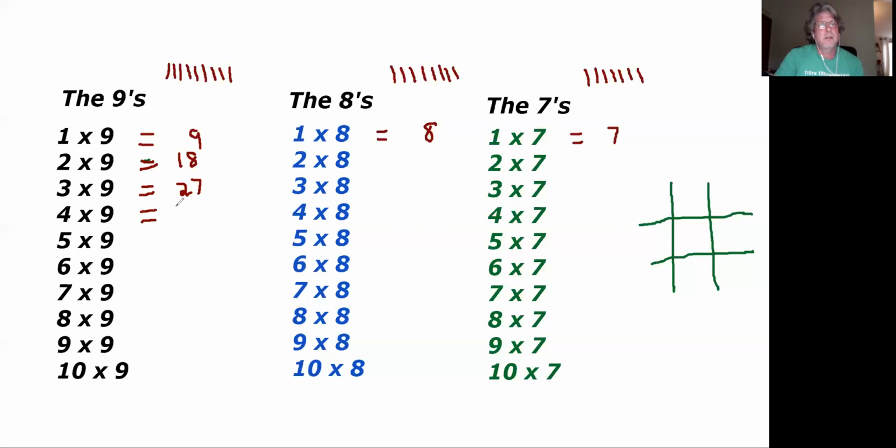4 nines, if I continue with that pattern, that would give me 36. If I do 5 nines, that would be 36, and then 37, 38, 39, 40, 41, 42, 43, 44, 45. 6 times 9 would equal 54. 7 times 9 would end up being 63. 8 times 9 would be 72. 9 times 9 would be 81, because again, if I was at 72, it'd be 73, 74, 75, 76, 77, 78, 79, 80, 81. And then 10 times 9 would be 90.